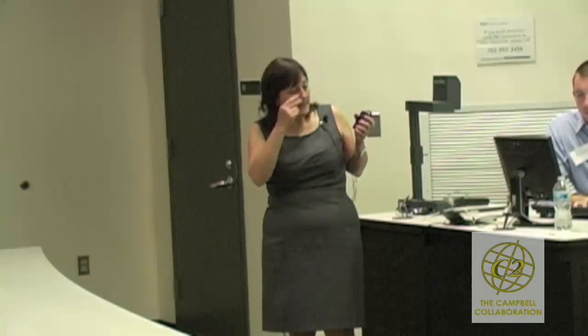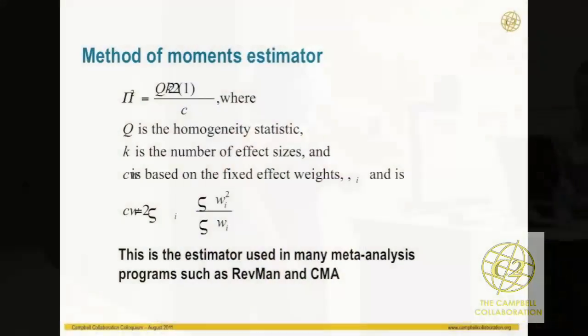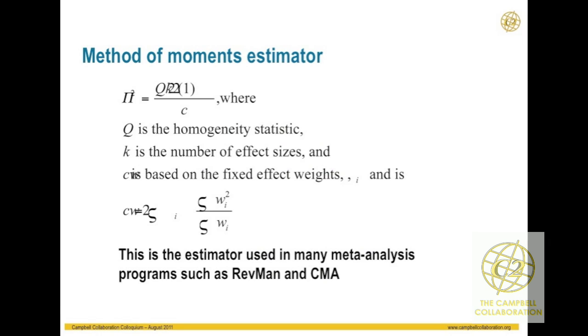So most people report that Q based on the method of moments. The restricted maximum likelihood is more difficult because it requires an iterative solution. But this is the method of moments estimator. You can see it's based on Q, which is our homogeneity test.